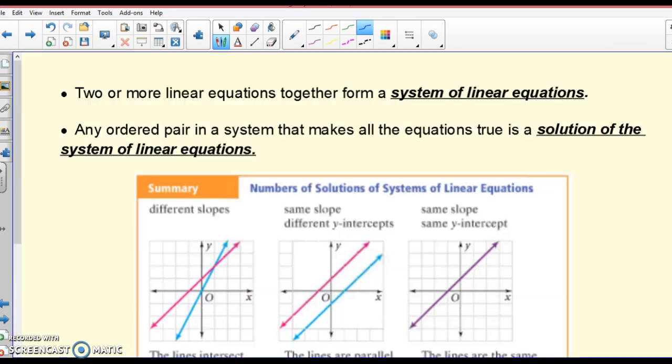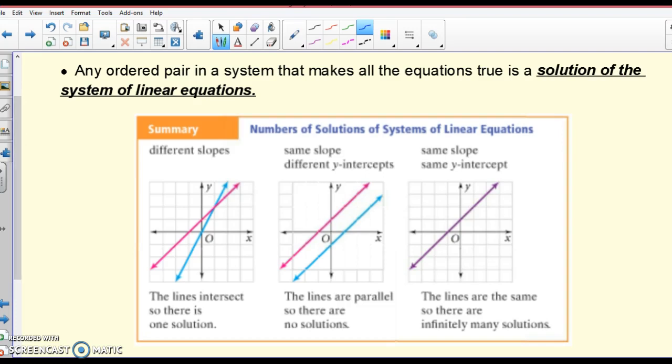All right. So, two or more linear equations form a system. Right here are pictures of what we just talked about. They intersect, there's one solution, it's right there. Parallel, no solution, or they're the same, there's an infinite solution.